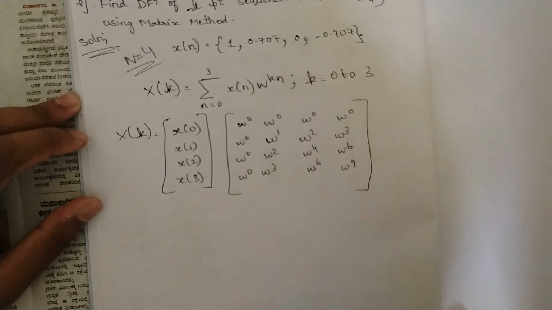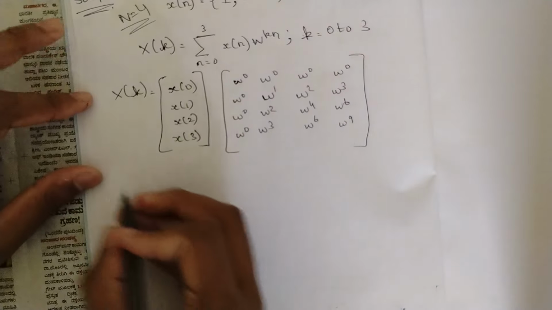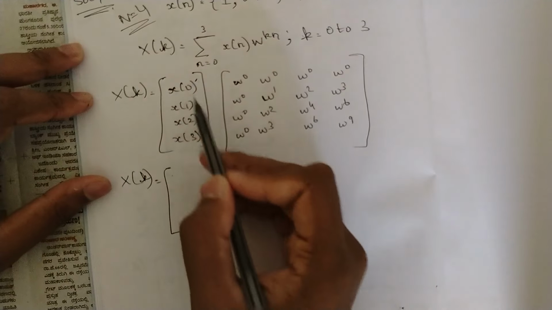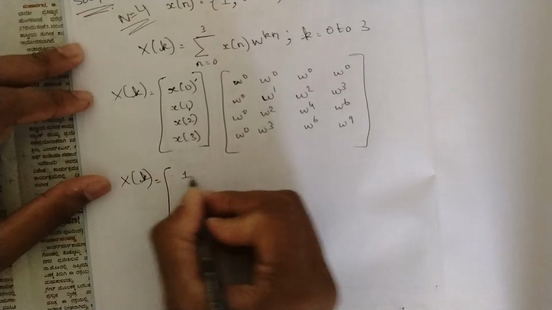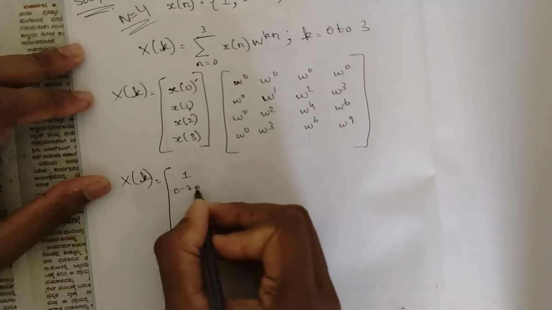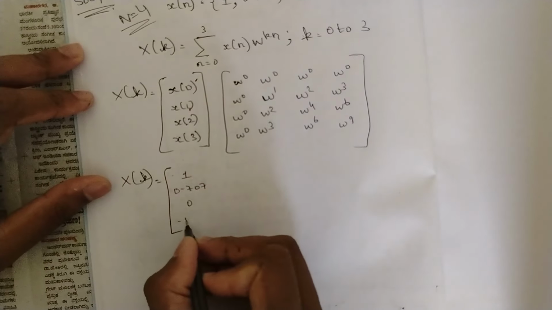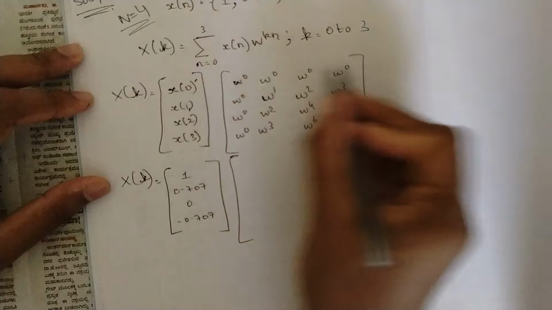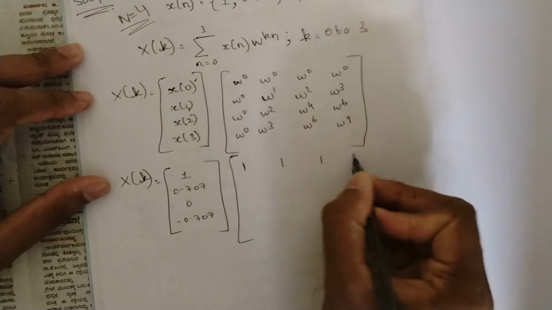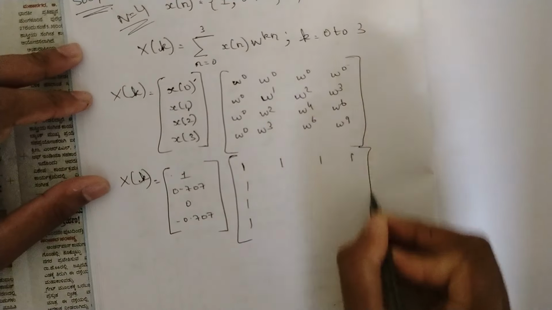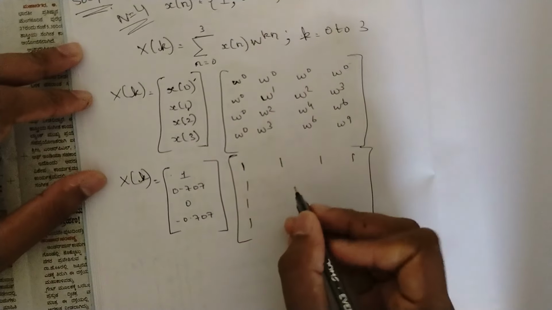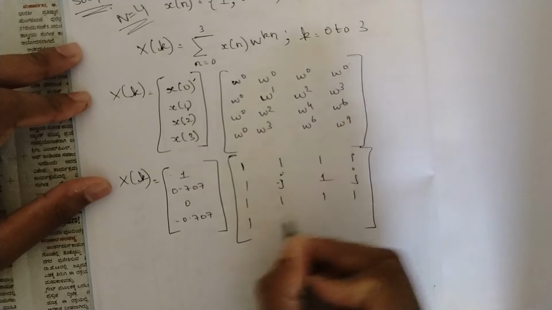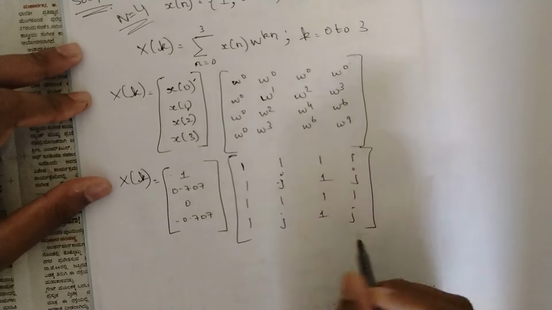Okay, since this is a 4 cross 4 matrix, already I told you one trick to remember, right? Only use that. First split the values of x of 0, that is 1, x of 1 is 0.707, x of 2 is 0, x of 3 is minus 0.707. Okay, then W power 0 is 1, so write that first. Then I told you one trick for 4 cross 4.